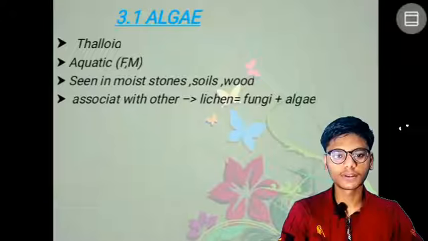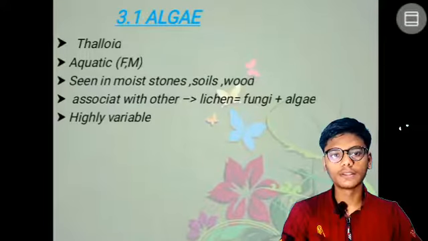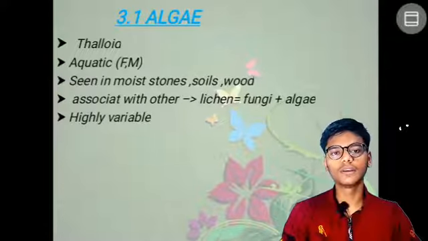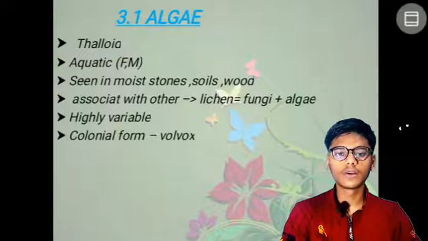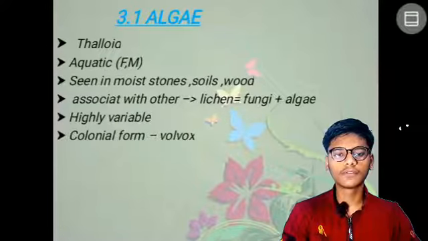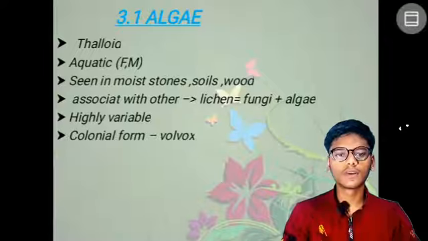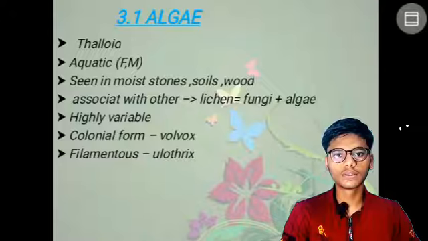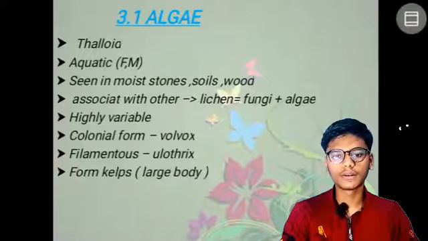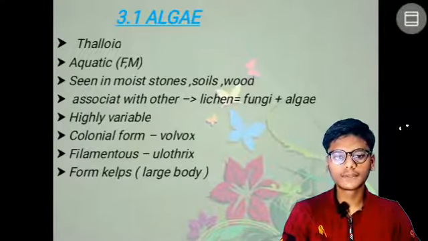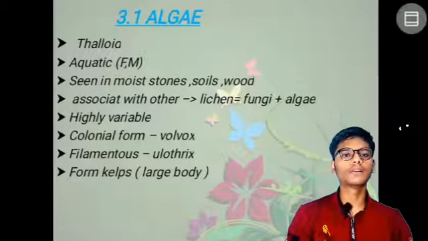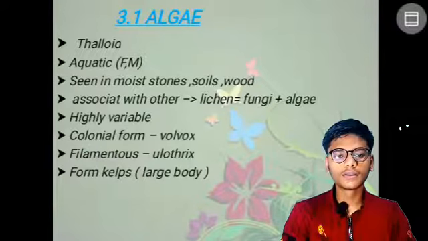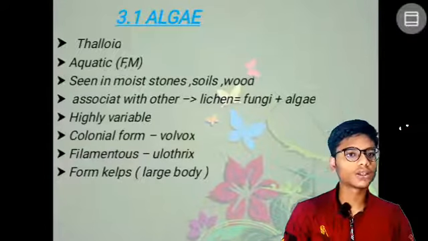Okay, remember these points. Highly variable, means these algae are of very different types, like colonial form. Volvox is an example for colonial form. And filamentous form, Ulothrix. Ulothrix is an example for filamentous. And the form kelps. Kelps can grow 100 meters. This will have a large body.